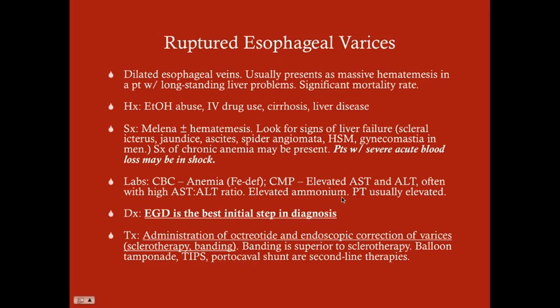You may also see an elevated ammonia on your CMP, and then the PT is usually elevated because remember that those PT factors come from the liver. Factors 2, 5, 7, and 9, I believe.